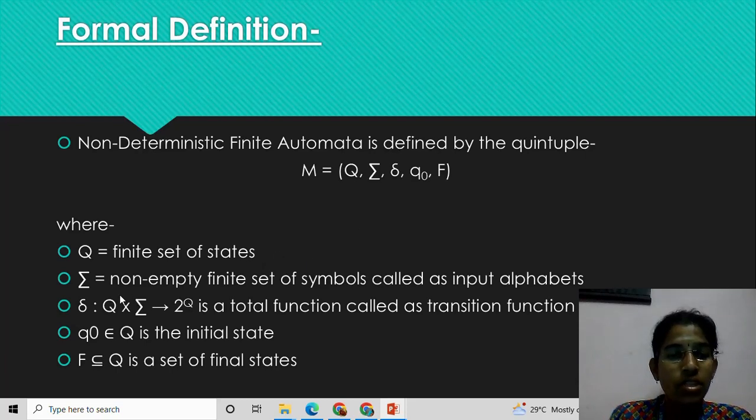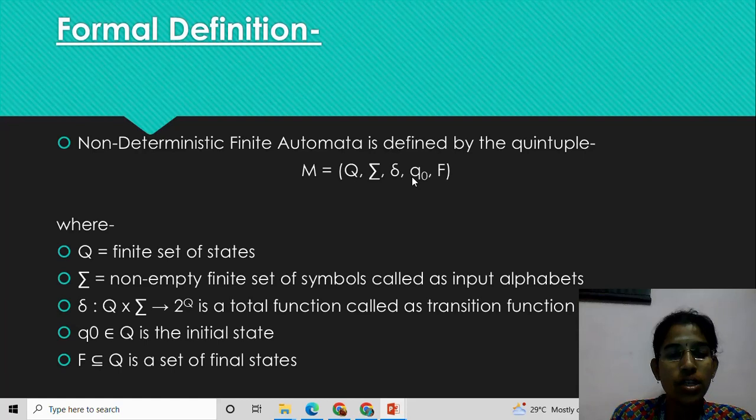The second symbol, sigma, is nothing but the input alphabet, a set of symbols called input alphabets. The third one is the transition symbol. Transition occurs from the current state to a new state for a particular input, and that is known as the transition function. So from one state we travel to a new state for a particular input. It can be represented as state times input symbol maps to 2 power Q.